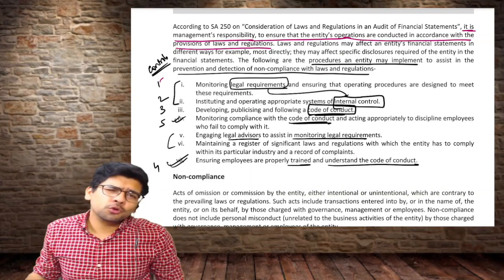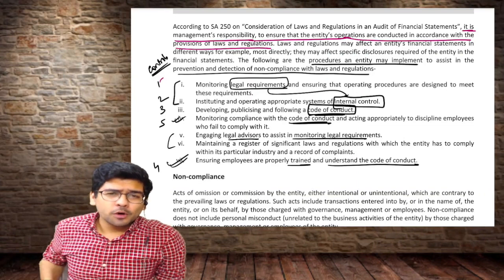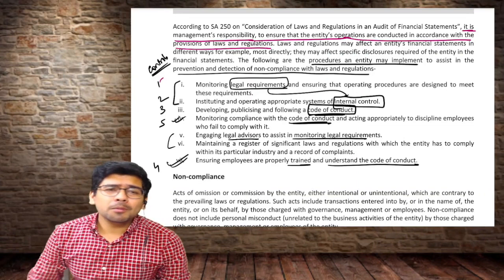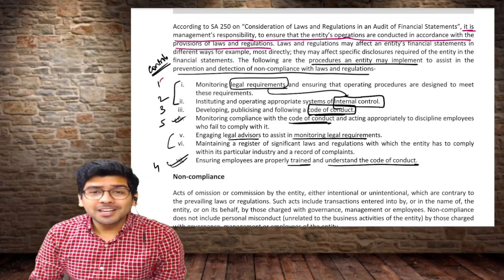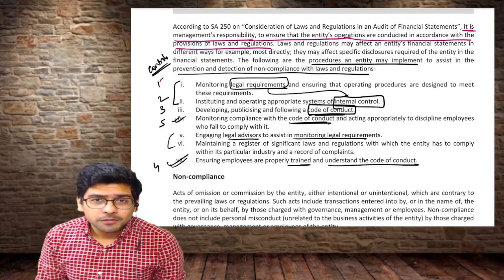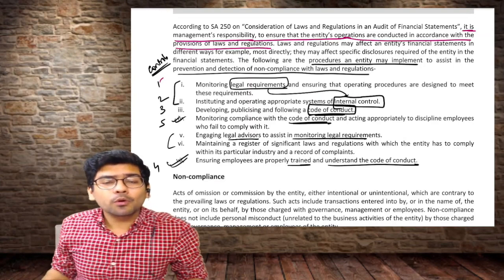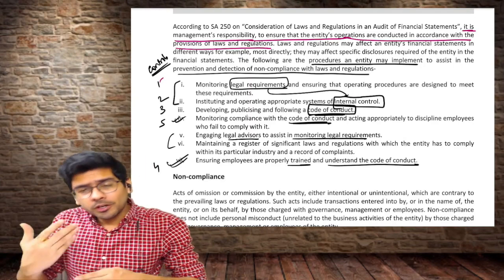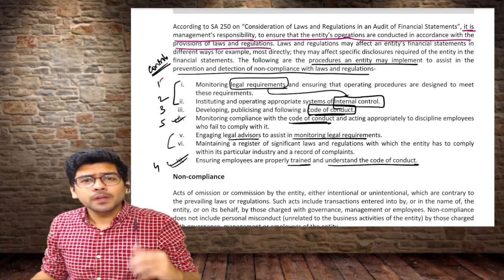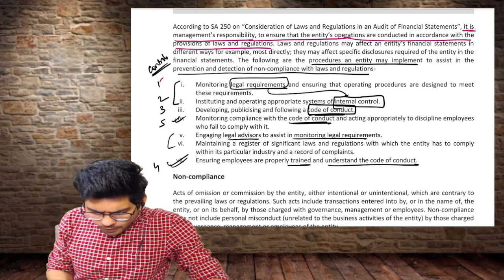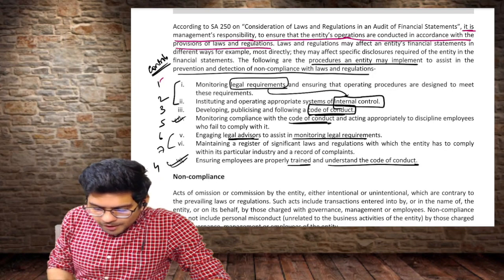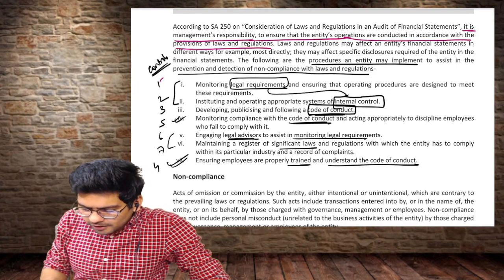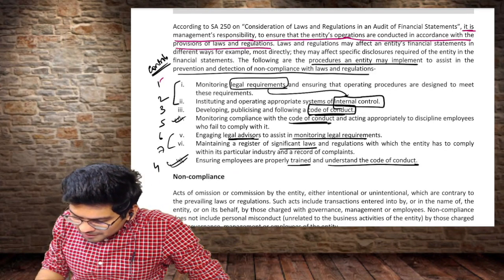Now, let's say your organization is growing, you have become a big organization now, probably it will not be possible for you to ensure compliance with every law. So that is why big companies have a legal department of their own. So you need to hire people who are expert in laws. They are the ones who are going to ensure that yes, all laws and regulations are complied with. Okay. So we have a point, engage legal advisors. This will be your 6th point. And 7, maintain a register of significant laws and regulations with which the entity has to comply.